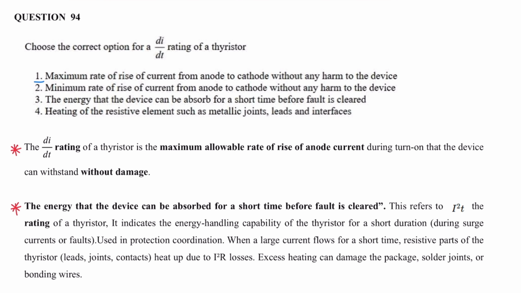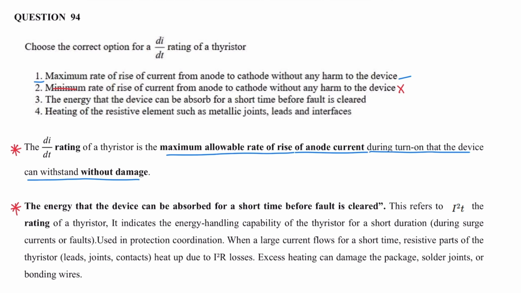Question number 94. Choose the correct option for the di by dt rating of a thyristor. Option 1: maximum rate of rise of current from anode to cathode without any harm to the device. It is correct. The di by dt rating of a thyristor is the maximum allowable rate of rise of anode current during turn on that the device can withstand without damage. So option 1 is correct. Option 2: minimum rate of rise of current from anode to cathode without any harm to the device. Option 2 is incorrect. It is not minimum, it is maximum.